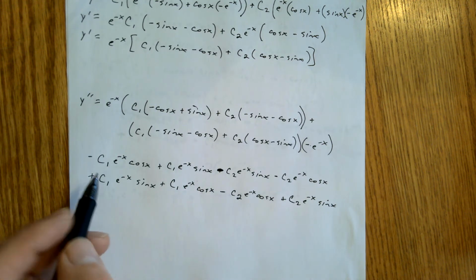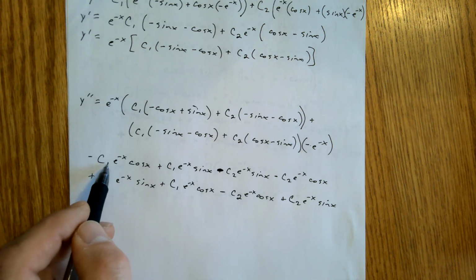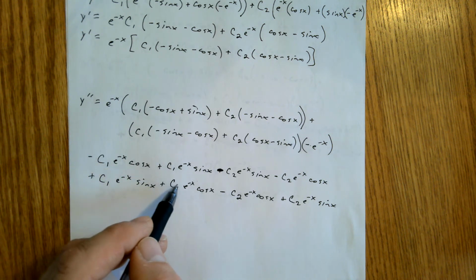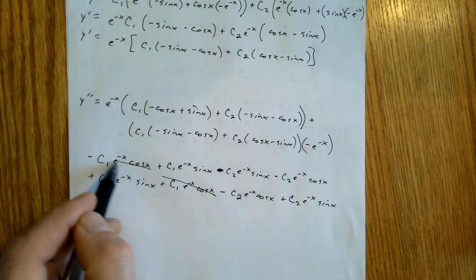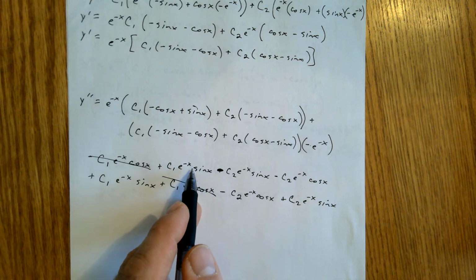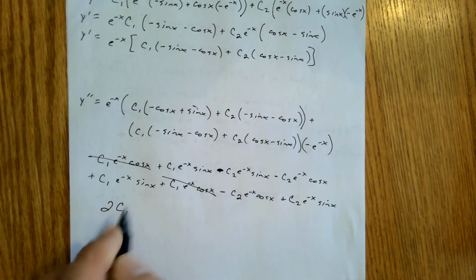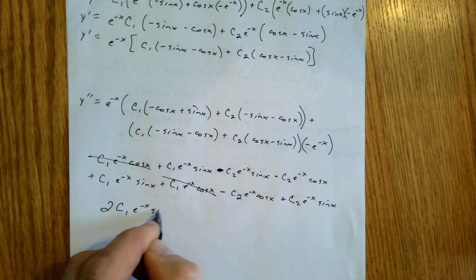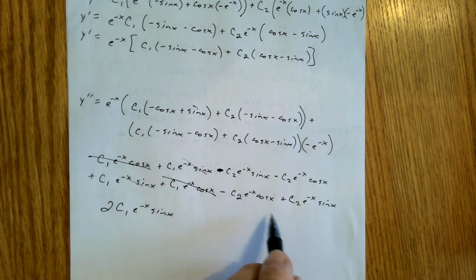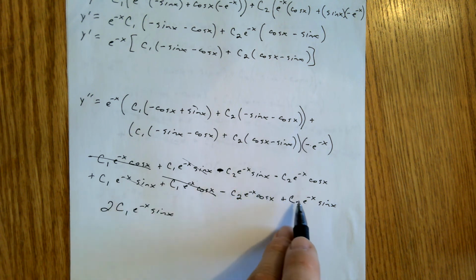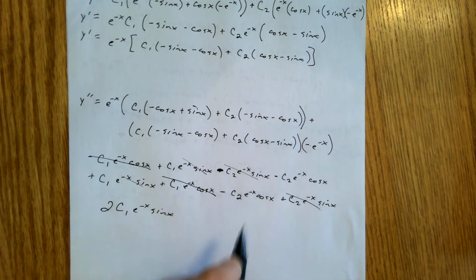And something nice is going to happen here. I should have things cancel, and I do. Notice I have a negative c sub 1 e to the negative x cosine of x and a positive c sub 1 e to the negative x cosine of x, so they're going to cancel. I have these two terms that are going to combine, so we get two of those, 2c sub 1 e to the negative x sine of x. I'm going to go ahead and cross those out since I've used them. Here my c sub 2 e to the negative x sine of x, they're going to cancel. I have one negative, one positive.